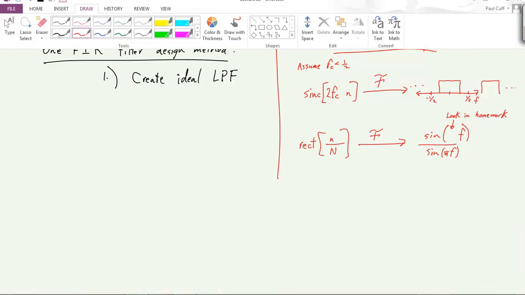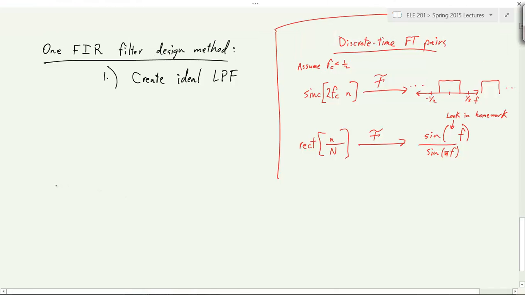Okay, so let's get back to our filter design. What we have here is n, and we have some sampled sinc. That's our ideal low-pass filter.